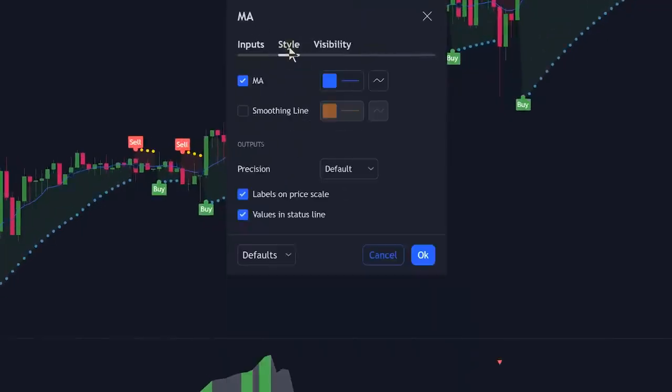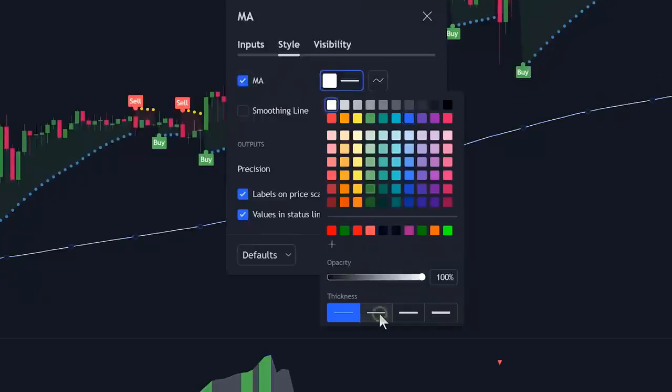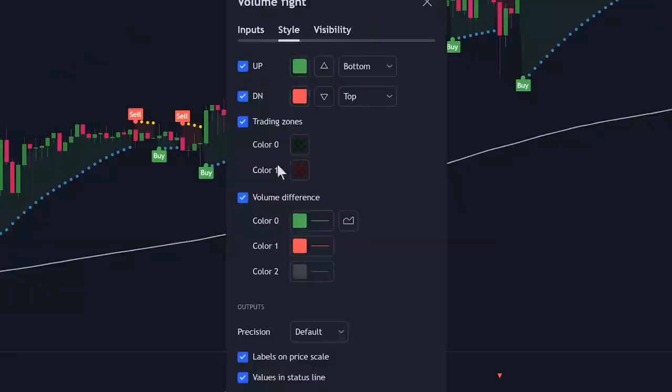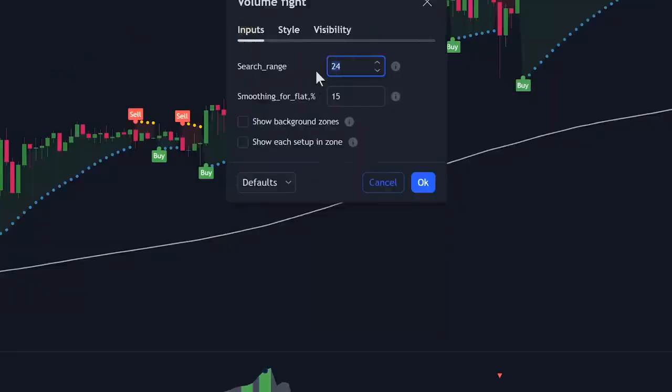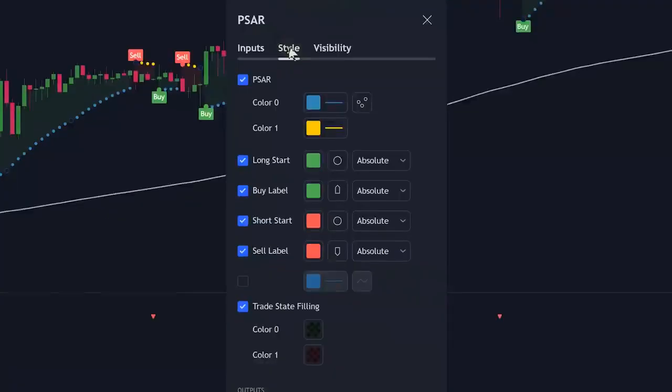Double-click on the moving average, and on the inputs tab, change the length to 200. Then on the style tab, you can change it to whatever color that you want. For me, I'm gonna go with white. Next, double-click on the volume fight, and on the inputs tab, change the search range to 30 and the smoothing for flat zones to 5. Lastly, access the style settings of the parabolic SAR indicator and uncheck these 2 options.